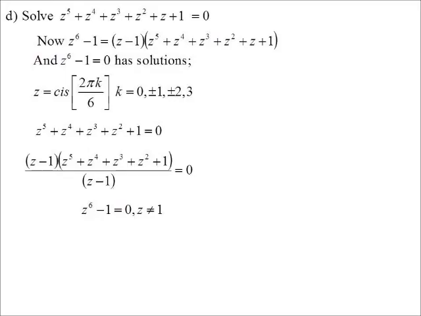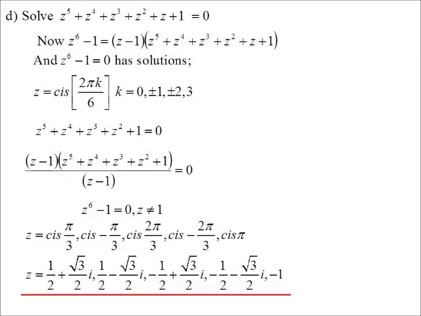Okay, let's work out our solutions from our little formula up there. We'll get cis pi on 3, cis minus pi on 3, cis 2 pi on 3, cis minus 2 pi on 3, and cis pi. I just haven't included cis 0 because cis 0 would be 1. That's the answer we don't want. And in fact, I could work those out because that's an exact value. So there's all the solutions to that equation. Done relatively quickly too, I would think.